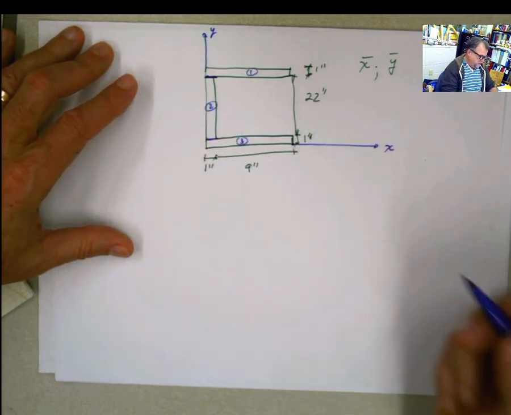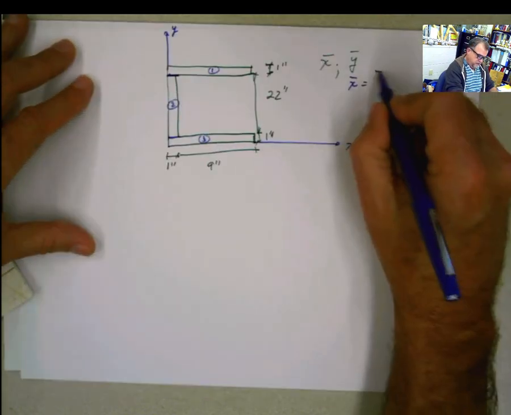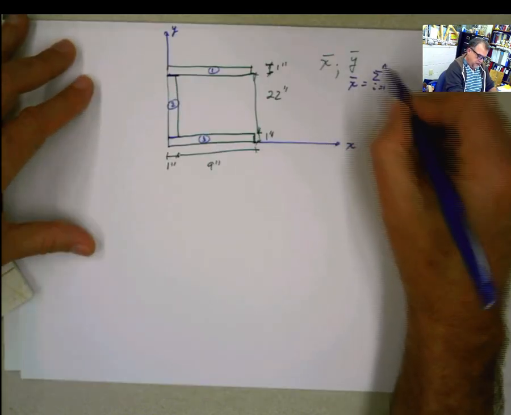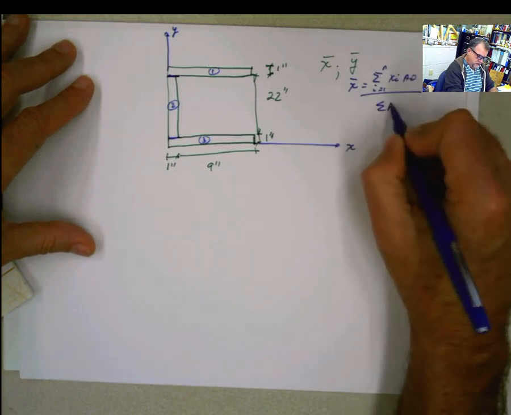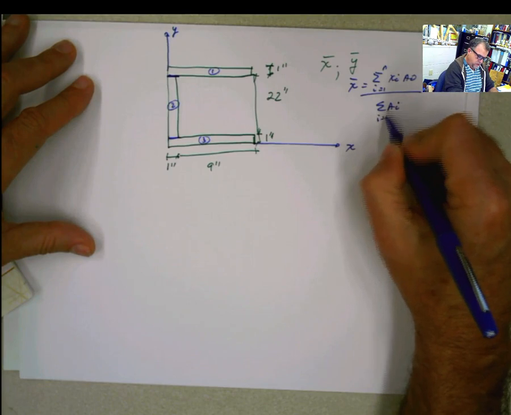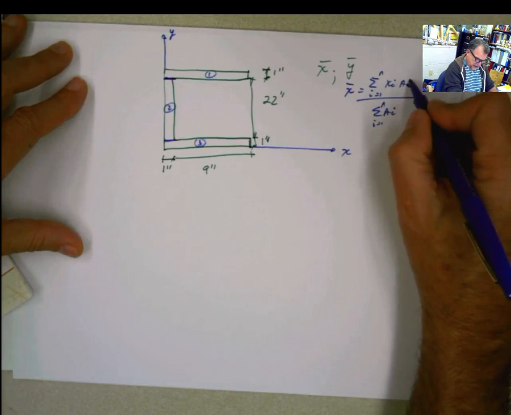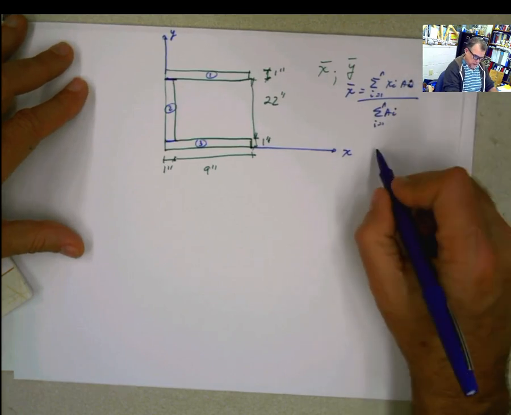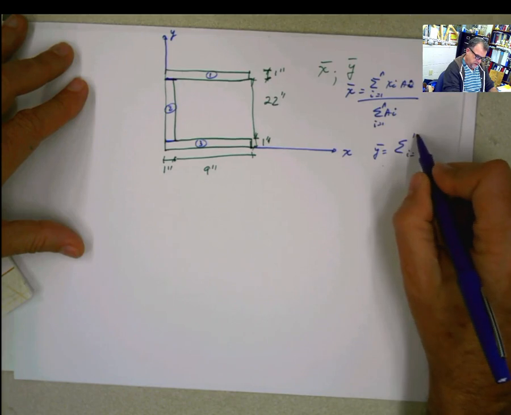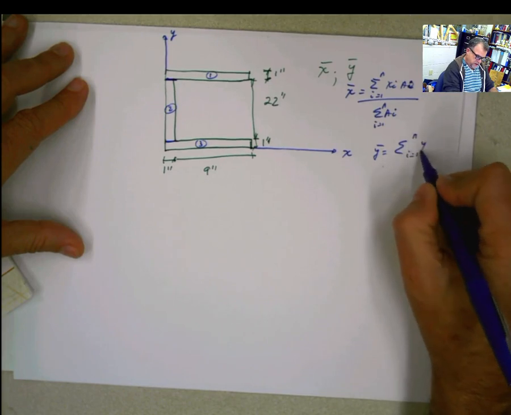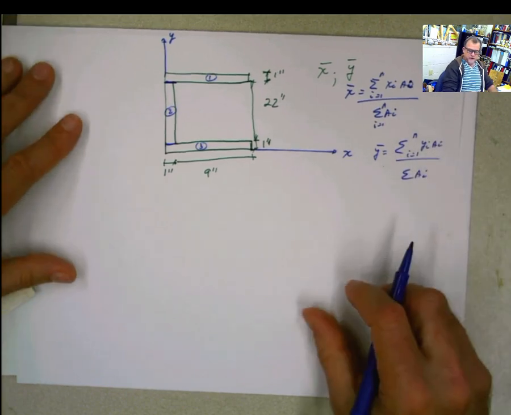And let's put the formula. What is the formula? The formula is x bar is equal to the summation from i equals 1 to n of xi ai divided by the summation of ai, i equals 1 to n. And y bar is also the summation from i equals 1 to n of yi ai divided by the summation of ai. There you go. That's what we have there.